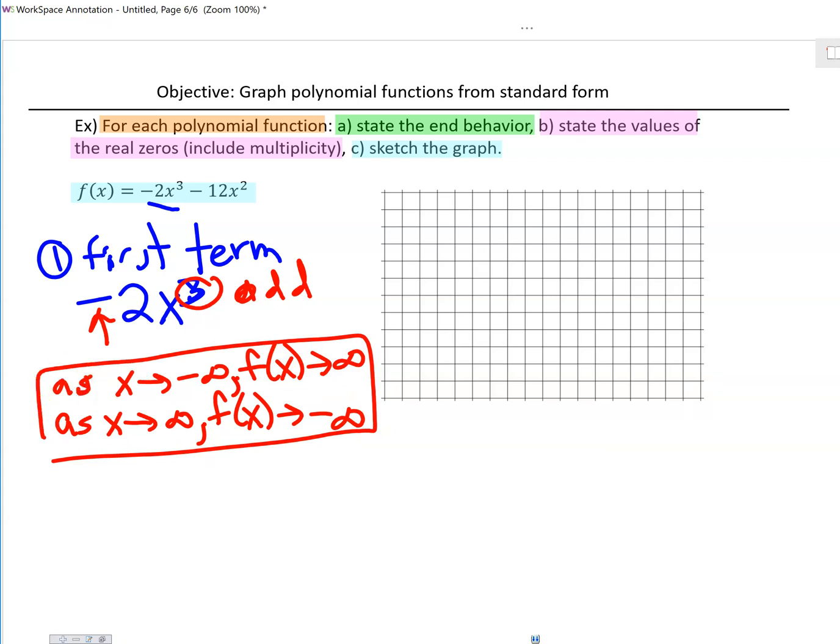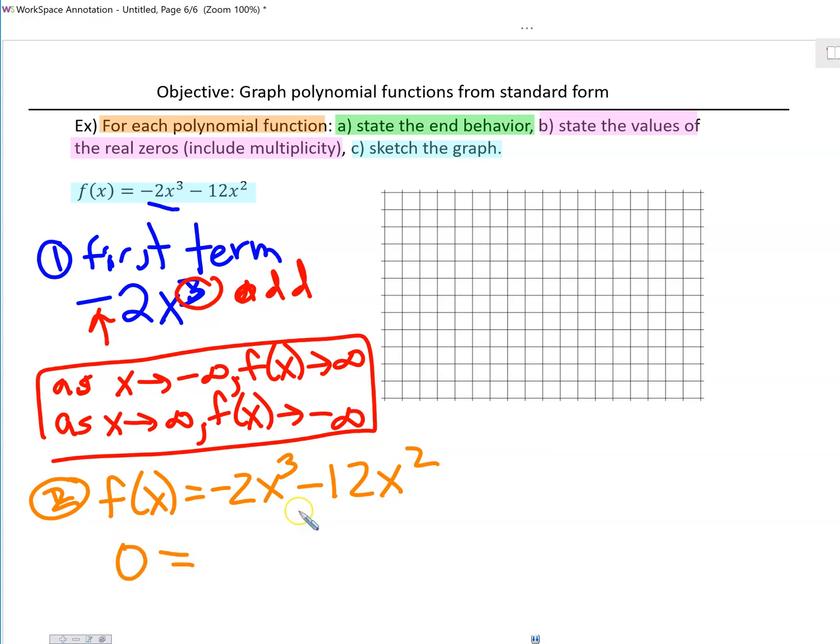All right, second thing we want to figure out is what our zeros are. So here's where we're going to have to use our factoring skills. You can factor with the f of x, or you can factor after you let the f of x be equal to 0, because you're finding x values that create a function or y value of 0. So this would be 0 equals, and then you want to factor this expression.